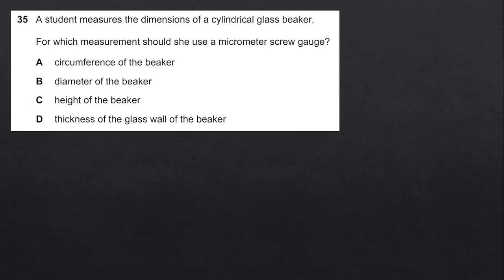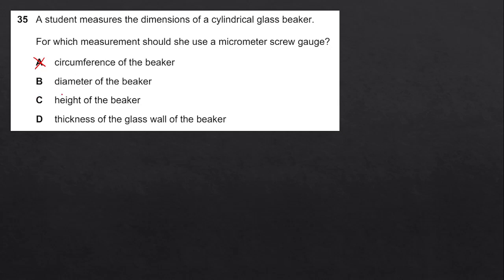Question 35. A student measures the dimensions of a cylindrical glass beaker. For which measurement should she use a micrometer screw gauge? Now, let's look at option A, circumference of the beaker. Circumference is too large, so a micrometer screw gauge might not be the best instrument to find the circumference. Even the diameter can't be found with it. We will use a vernier caliper. For circumference, we'll first find the diameter, divide that by 2, then use the formula 2 pi r to measure the circumference of the beaker.